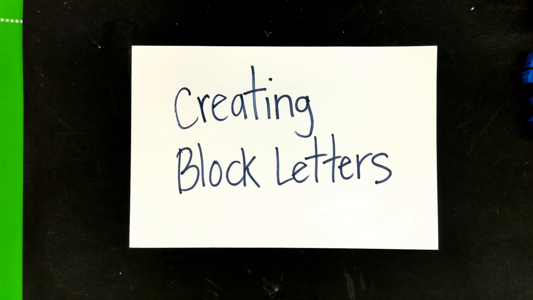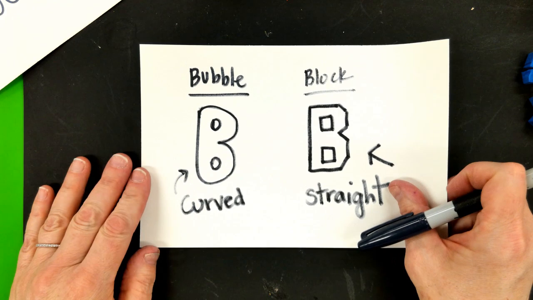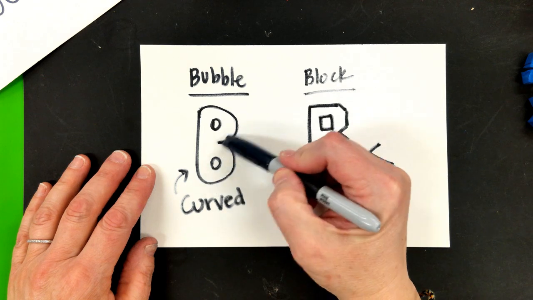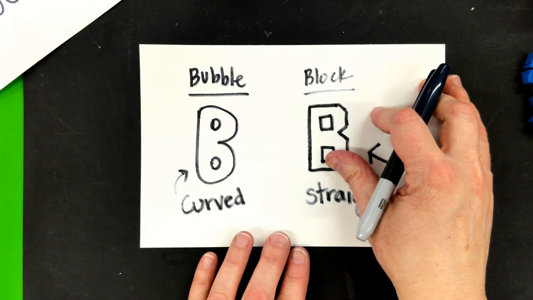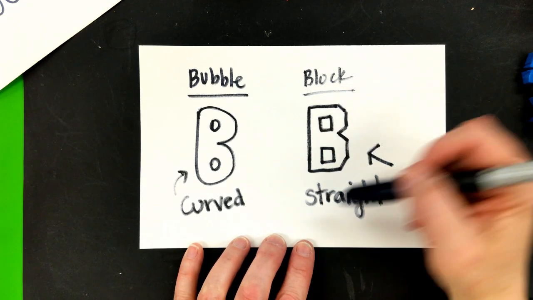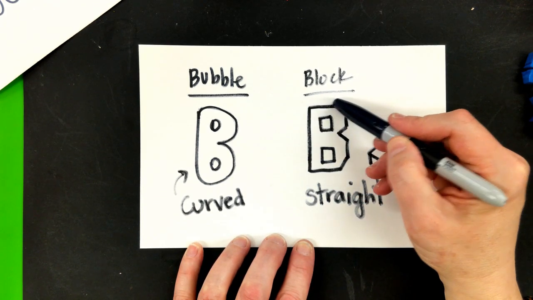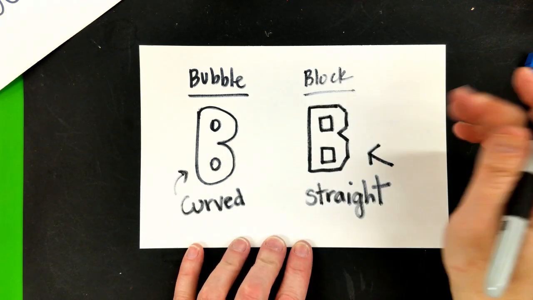Today what we are going to do is figure out how to actually create block letters. Now, there is a difference between a block letter and a bubble letter. A bubble letter will have curved edges, or round parts in the design of the letter, whereas a block letter will have nothing but straight lines, and the person will only use straight lines to create the shape of the letter. So that's the basic difference between the two.